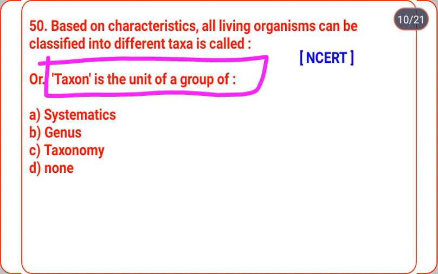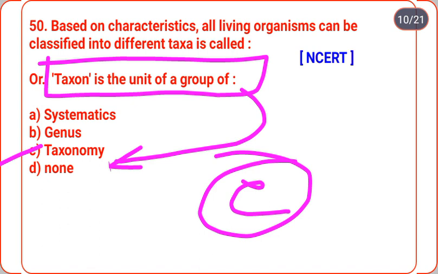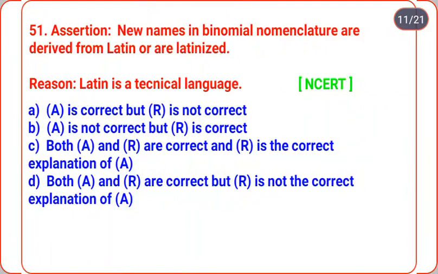So here the correct option is C, taxonomy. Taxonomy is our correct option or answer. Taxon is the unit of a group of taxonomy. Sure answer. C is our correct answer. Taxonomy. NCERT.